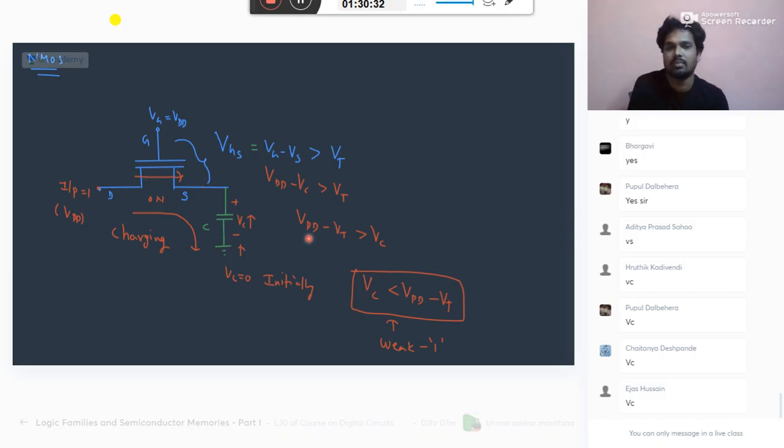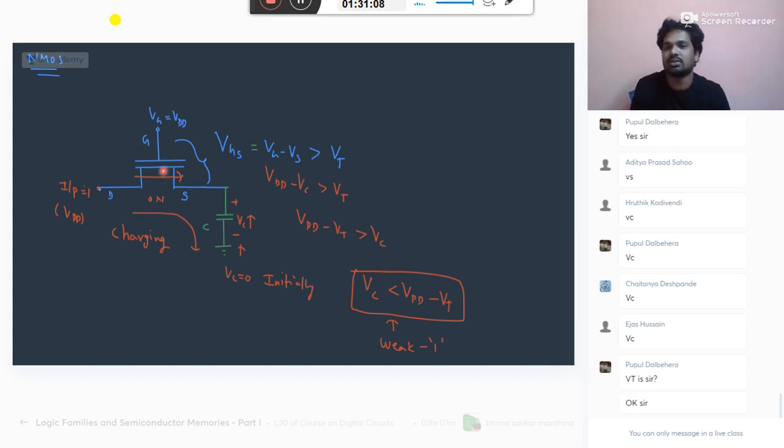What happens, sir? It will charge. Once the capacitor charges beyond this value, immediately this fellow will be off, because VGS should be greater than VT. So it cannot charge beyond VDD minus VT. So the output is always, even if you give 1, you don't get 1 exactly. VT is the threshold voltage, man. It is a fixed quantity depending on the MOS specification.